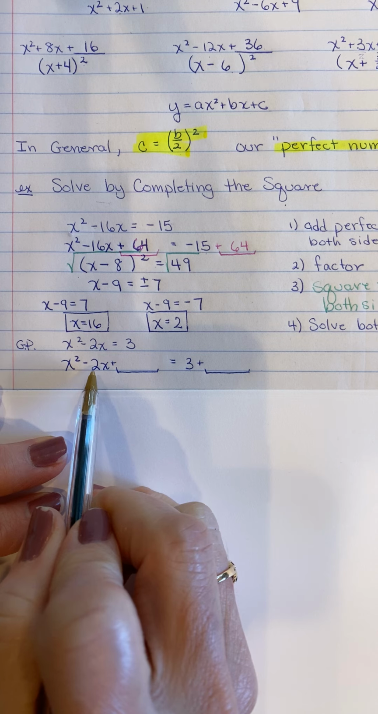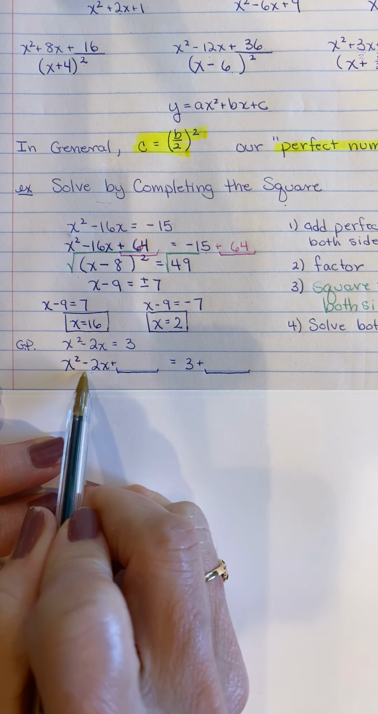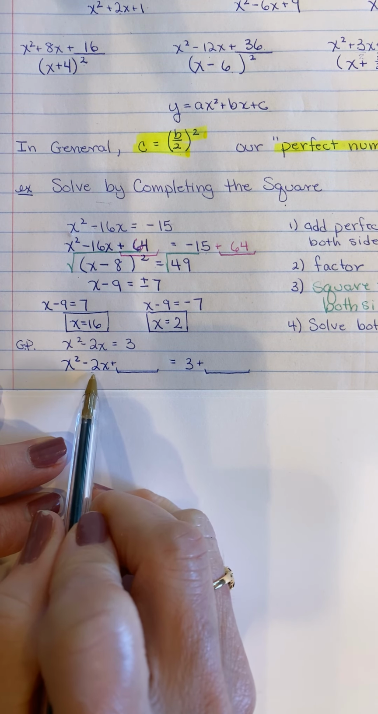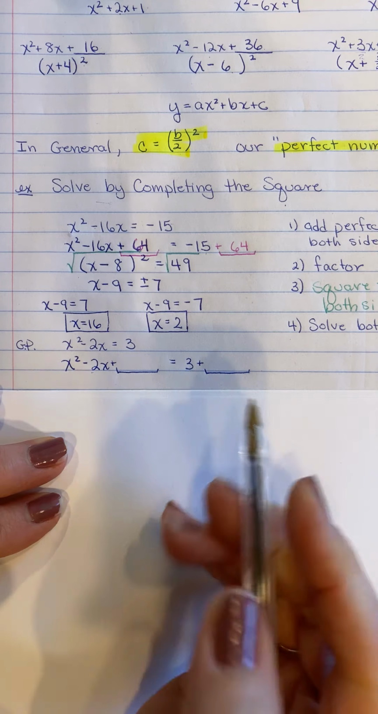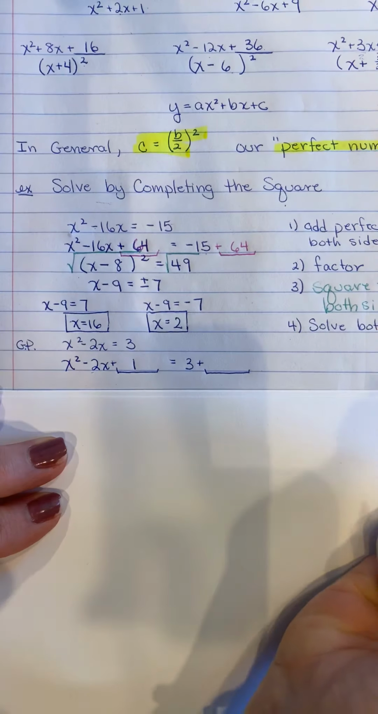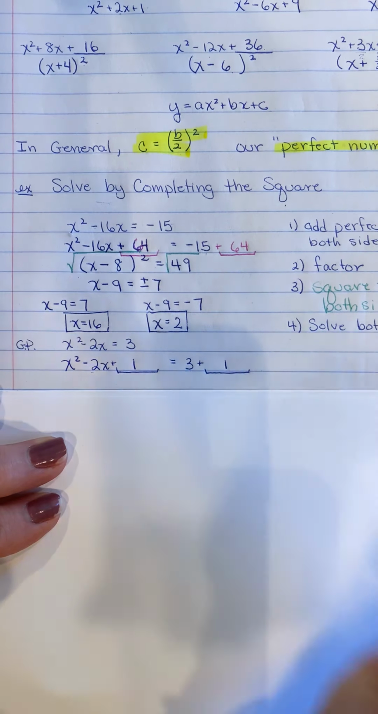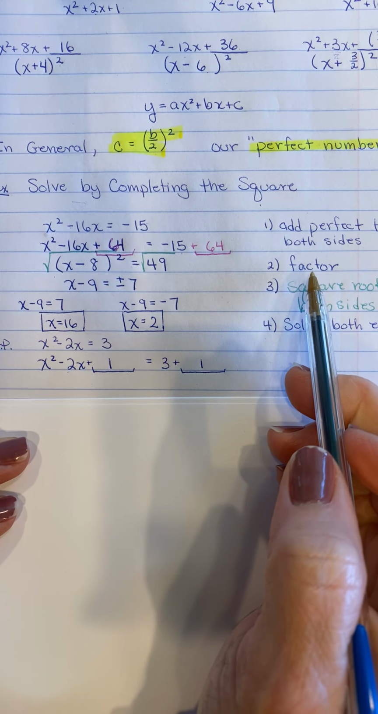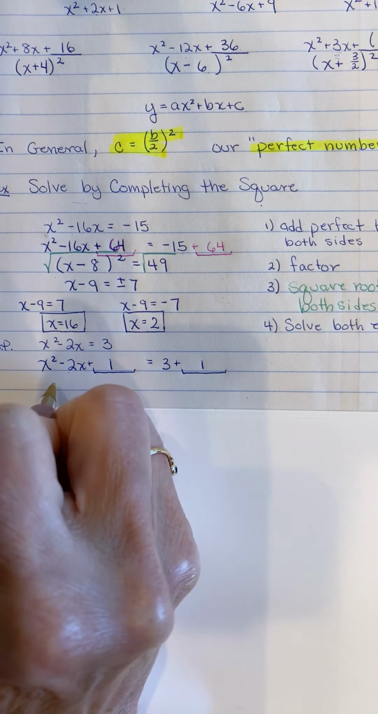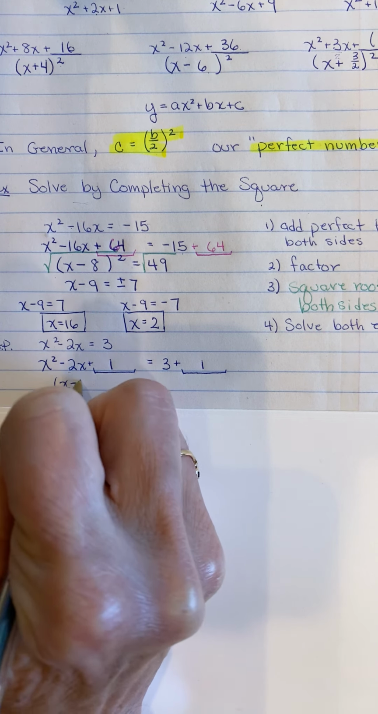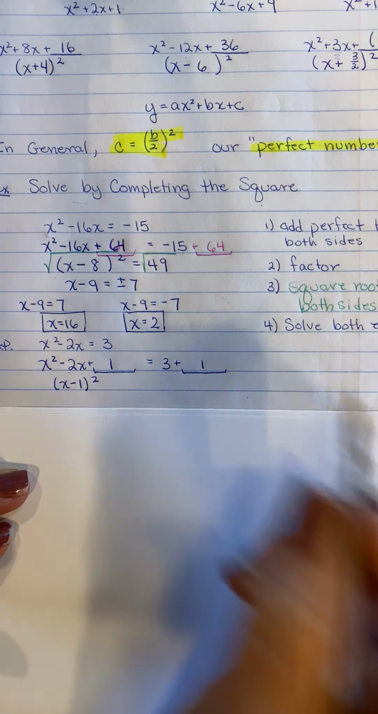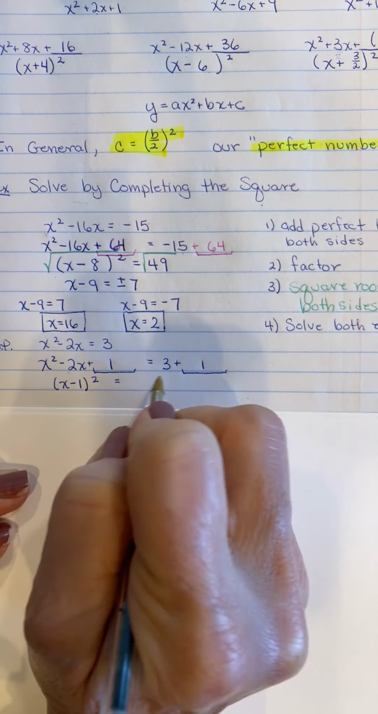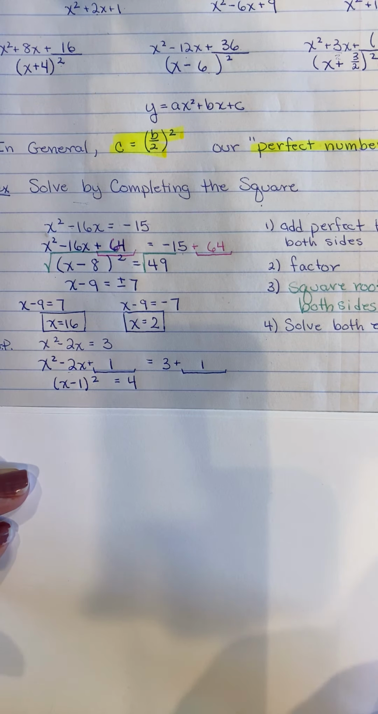Now we need to find the perfect number. So we take half of this, which is 1, and square it, which is 1. Whatever I add to the left, I have to add to the right. Second step, we're going to factor this. This will factor into x minus 1, quantity squared. Simplify, 3 plus 1 is 4.